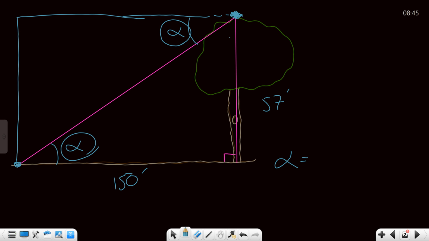Sine, cosine, or tangent? Tangent, very good. 20.8. Caitlin, what equation did you set up? Tangent of alpha equals 57 over 150. Okay. Then what? Then I did 57 divided by 150. Then what? That's how I find that. Okay. Patrick? Inverse tan. Good.